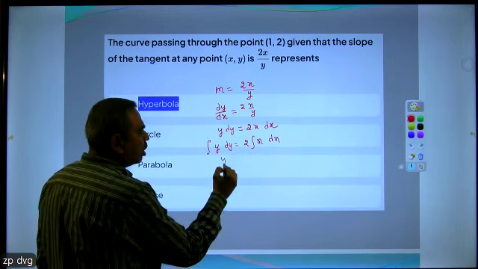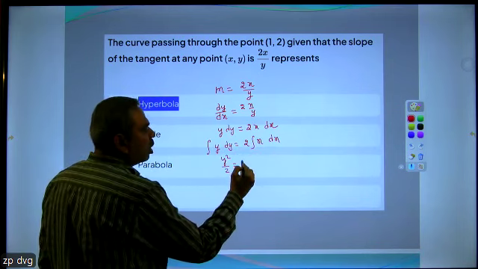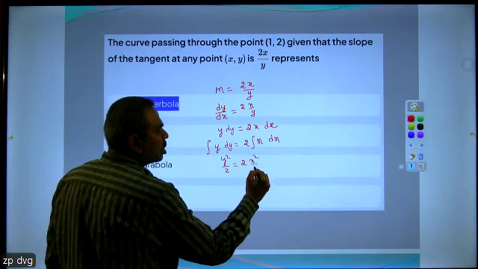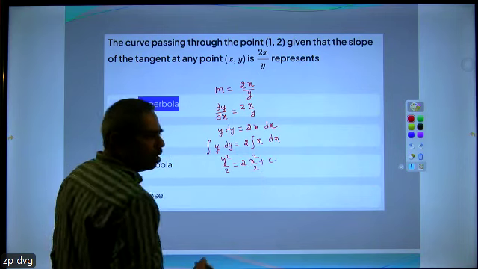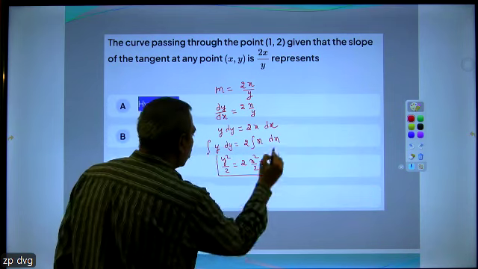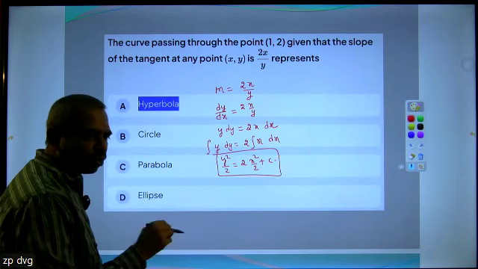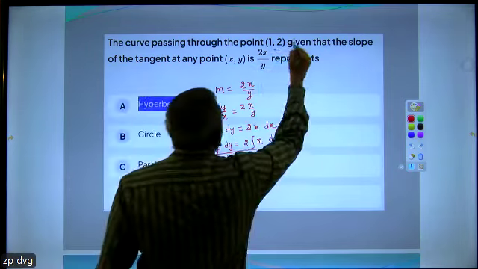So what is integration of y? It becomes y square by 2. And 2 times integration of x is x square by 2 plus some constant. Now that's all. This is said to be the solution, or this is nothing but the curve. Now he says that this curve is passing through which point?